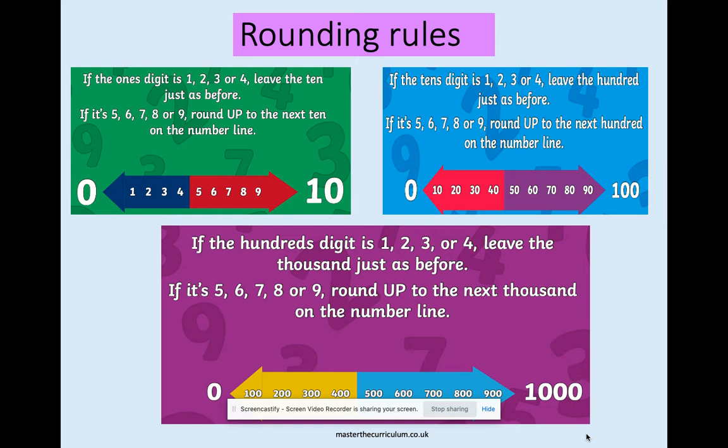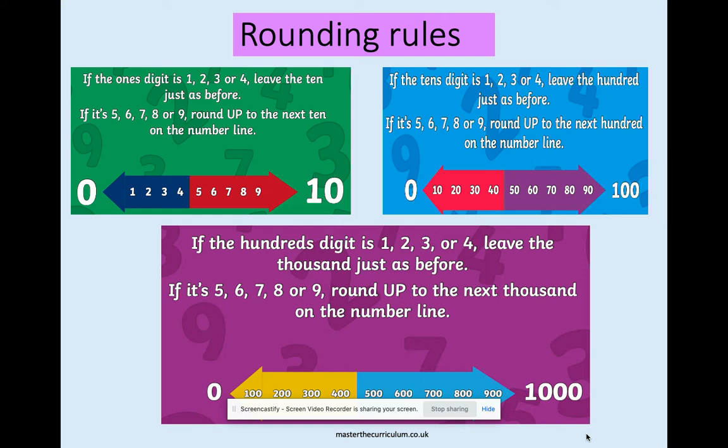If the tens digit is 1, 2, 3, or 4, leave the 100 just as before. If it's 5, 6, 7, 8, or 9, round up to the next 100 on the number line. Now, if my number is 66, am I going to round up or down? You can shout out. Exactly, we will round up because 6 is more than 4.